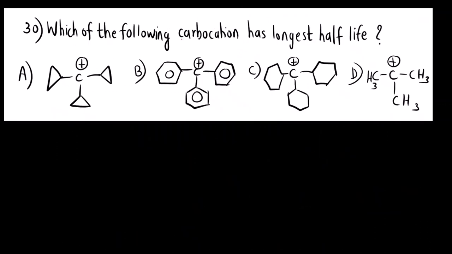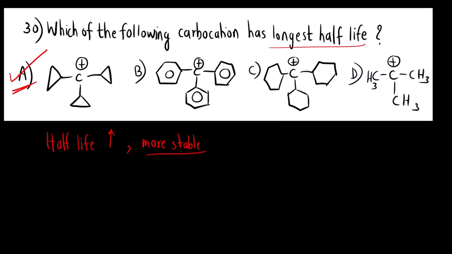Last option, which of the following carbocations has the longest half-life? Half-life means the time taken for 50% of the compound to react. If the half-life is more, what is the meaning of that? It is more stable. It is taking more time to react, which means it is already stable. In all these options, the major option is the most stable carbocation. It is going to be option A.